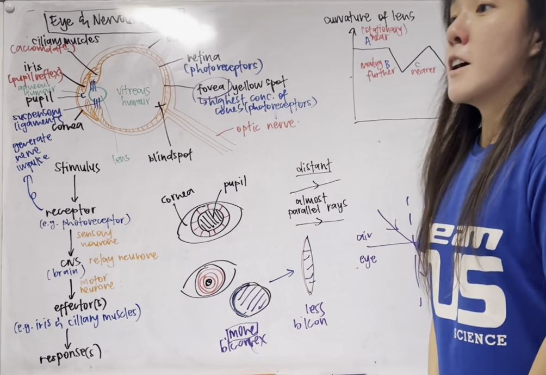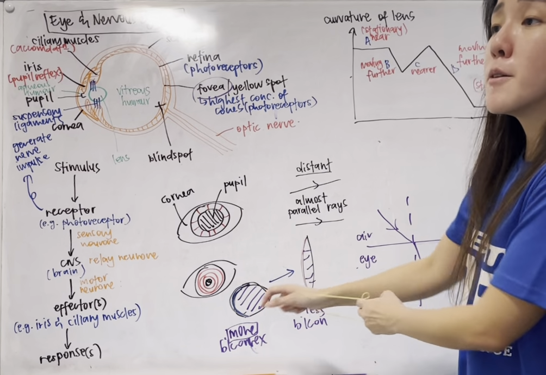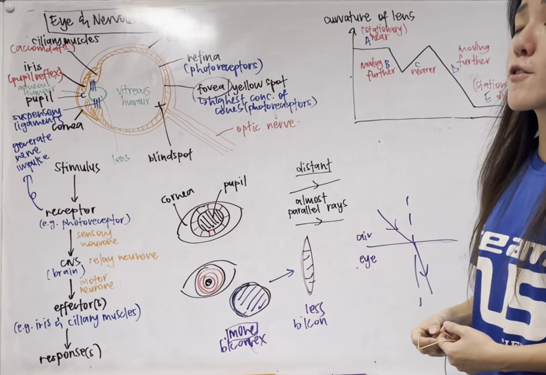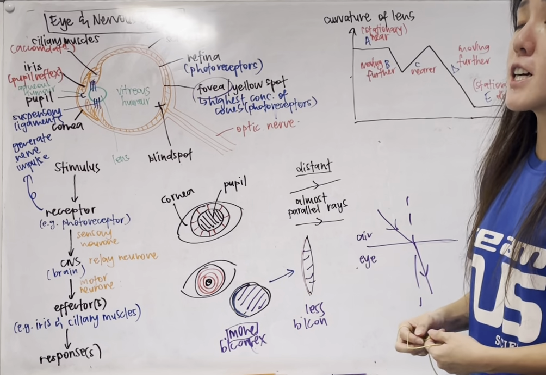Again, for your lens, if I have a more biconvex lens, do I have more refraction of light or less refraction of light? More refraction of light. So the object will be diminished more in size or less in size? More. Next one, distant object, what happens to your lens? Less biconvex. When your lens is less biconvex, what will happen to the refraction of light? Less refraction. So the object will be more diminished in size or less diminished in size? Less diminished in size.